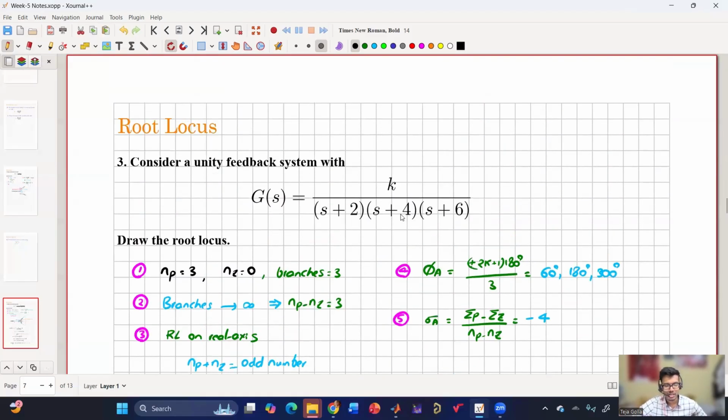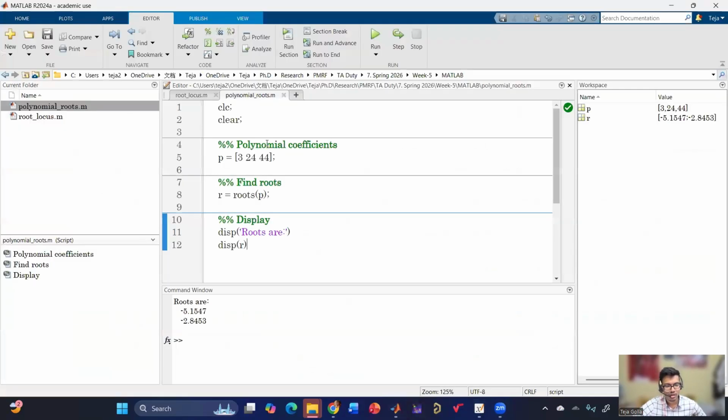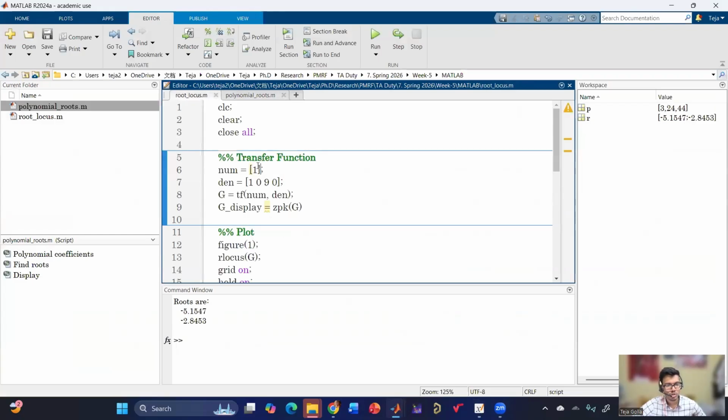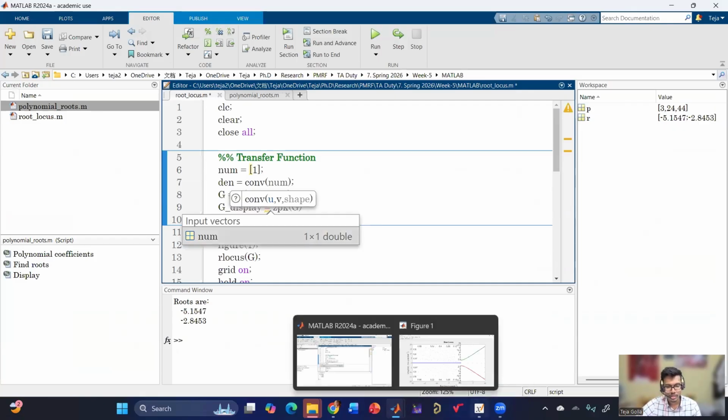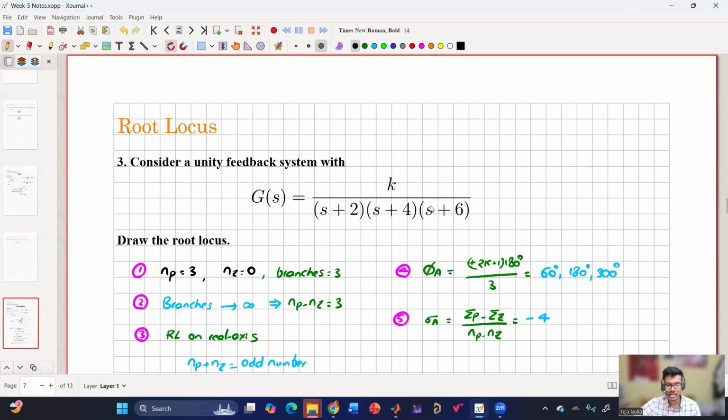So k by (s plus 2)(s plus 4)(s plus 6). The numerator is 1, again for the root locus, and in the denominator I will be using CONV. CONV can take only two inputs, two polynomials, but I have three, right? So I'll use a nested CONV function.